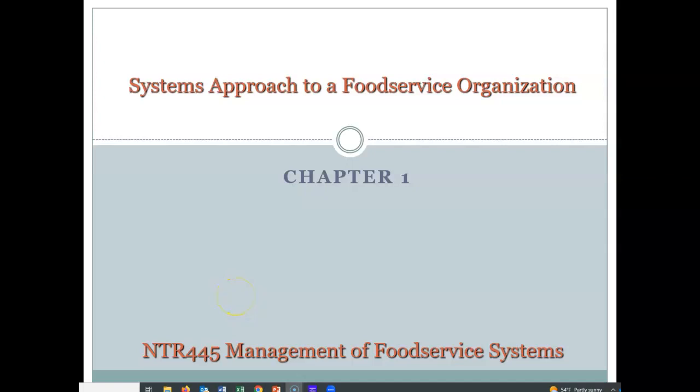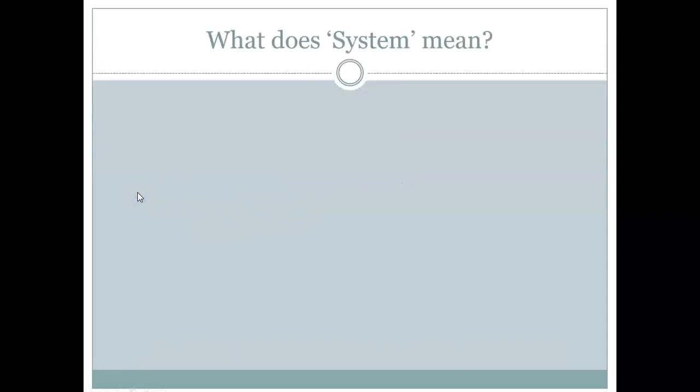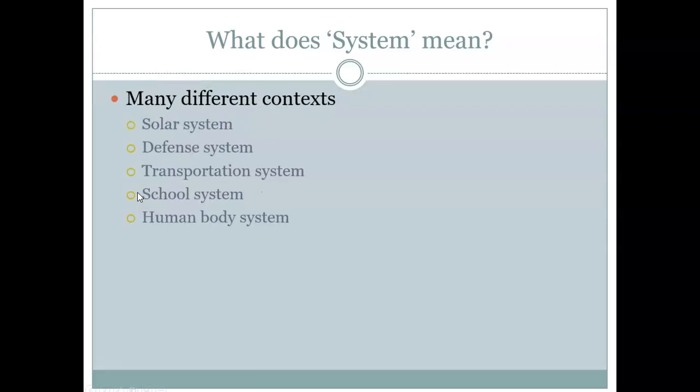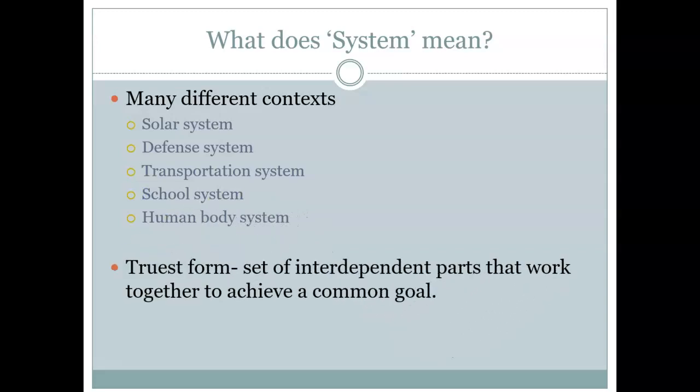This is Chapter 1, Review of Systems Approach to Food Service Organization. So what does a system mean? Well, there are a lot of different contexts when we talk about systems. We can think of the solar system or the defense system, transportation or school systems, or even the human body as a system. In its truest form, it's a set of interdependent parts that work together to achieve a common goal.